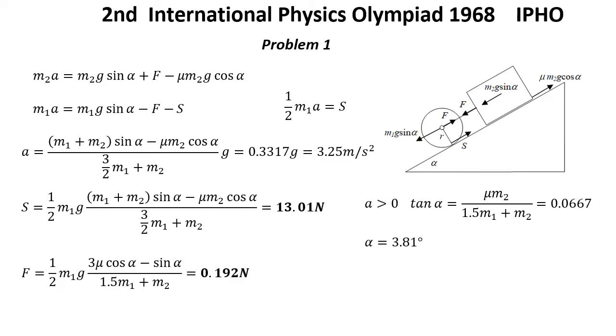For the system to start to move, the acceleration must be greater than 0, and from this formula we have tangent alpha equal this expression, which is 0.0667, and the critical angle is 3.81 degrees.